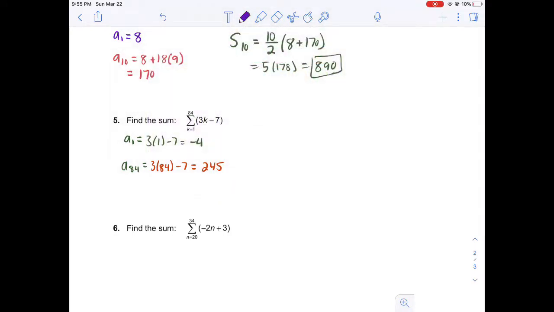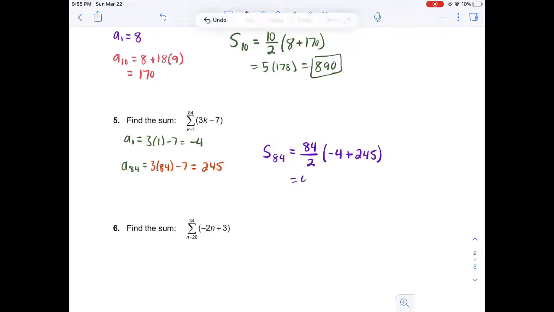So now for our partial sum, we're summing up 84 terms, so n is 84. In this case, this is 84 over 2, times the first term, a1, which is -4, plus the last term, which is 245. This gives us 84 divided by 2 is 42 times 241, and this gives us a partial sum of 10,122, which would have been a lot to find those 84 terms by hand, so we should be really thankful that we have this formula.